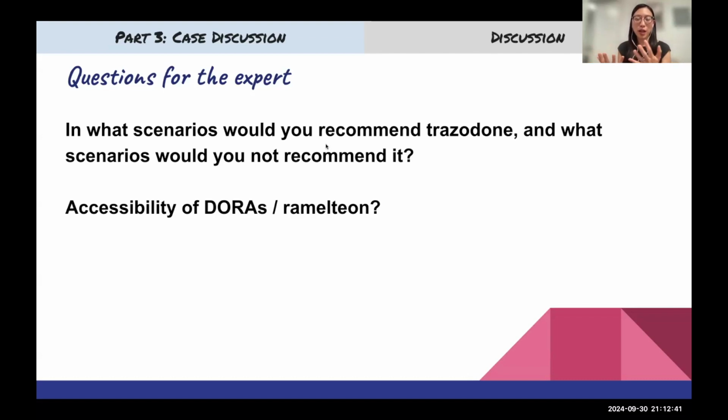One of the first questions that I had was that it's really interesting to learn about the evidence for trazodone, because it is something that we so commonly prescribe for sleep. So I'm curious, from your perspective, are there scenarios where we should use trazodone? And then what are some scenarios where we should not use it? And then a follow-up question to that is, unfortunately, a lot of hospital formularies may be quite limited. So if we don't have access to dual orexin receptor antagonists or ramelteon, how would you recommend approaching these cases?